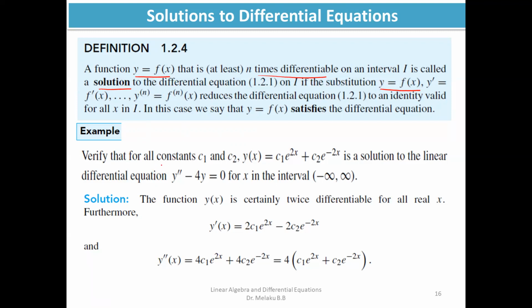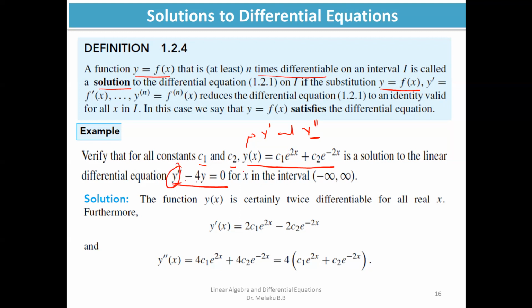For example, it says verify that for all constants c1 and c2, this y, which is given as c1 e to the x plus c2 e to the minus x, is a solution to this linear differential equation. This is a second order linear differential equation, yeah. So what we are going to do is, we have the function y, and the differential equation is second order. Therefore, we need to differentiate y to get the first derivative, and then find the second derivative. Upon obtaining the second derivative, we have to substitute here.